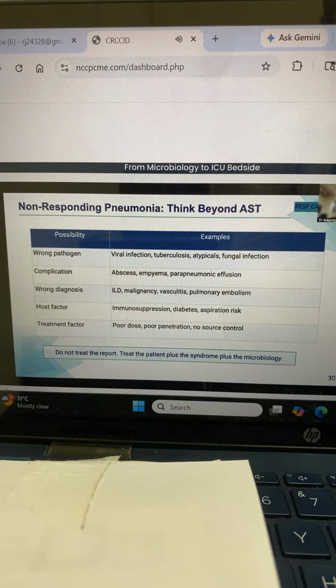Is your host immunocompromised? Has comorbidities like diabetes? And treatment factors: have you chosen the right dose? Have you selected the antibiotic which penetrates the lung? And have you ensured source control? Because you should not just treat the report, treat the patient plus the syndrome and always look at the microbiology simultaneously.